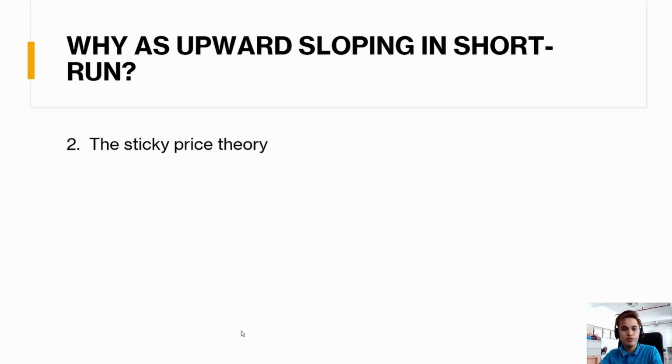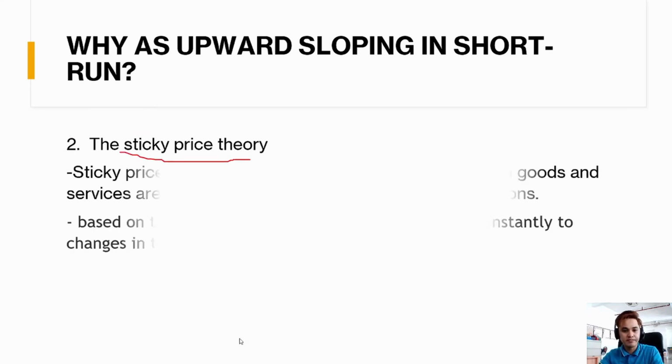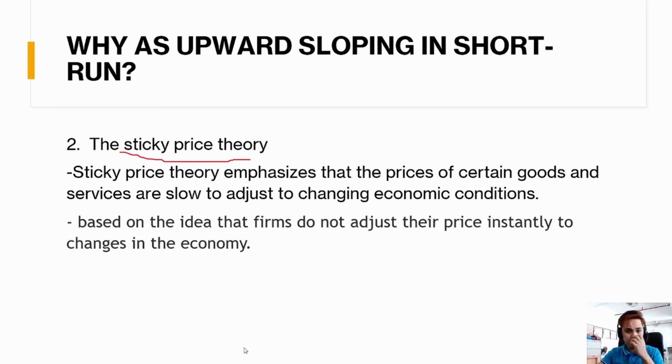Alright, next reason why our AS curve is upward sloping, because of this sticky price theory. So sticky price theory emphasizes that prices of certain goods and services are slow to adjust in changing economic conditions. One of the reasons for this is, let's say, the menu of the firms, or let's say Jollibee. Ang menu sa Jollibee, they change it rarely lang yun, either 1 or 2 times in a year.